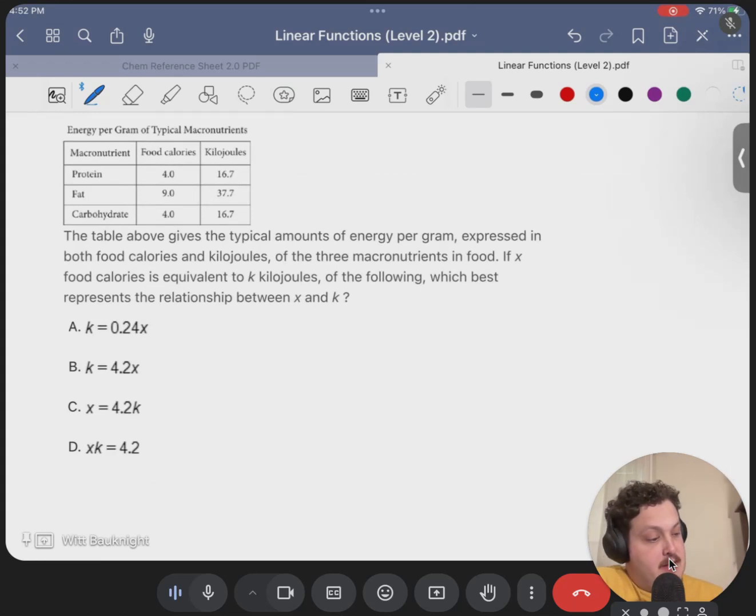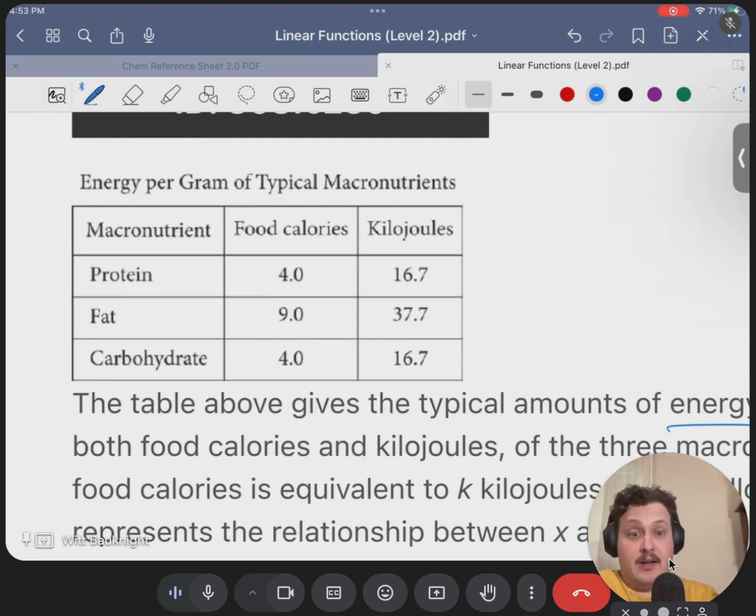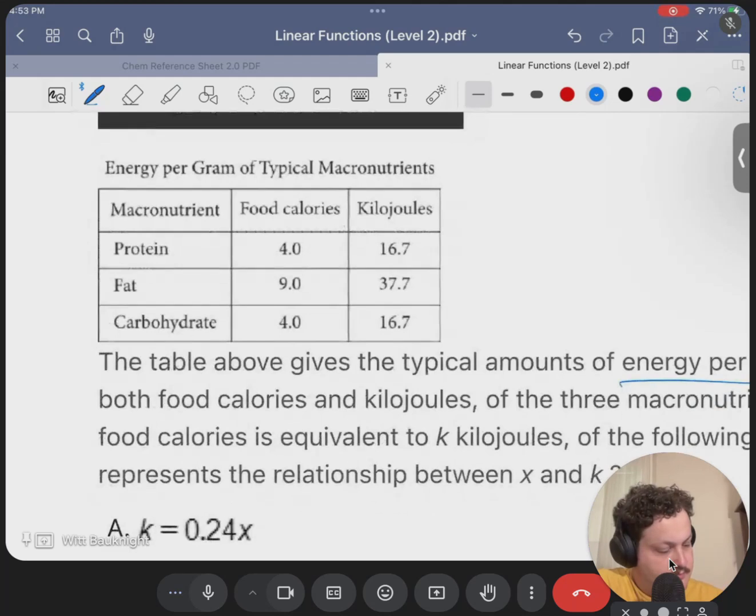Table above gives the typical amount of energy per gram, expressed in both calories and kilojoules, of the 3 macronutrients in food. If X calories is equivalent to K kilojoules of the following, which best represents the relationship between X and K? All right. We're going to assume that this is linear because it's a conversion. And so you just use any of these.